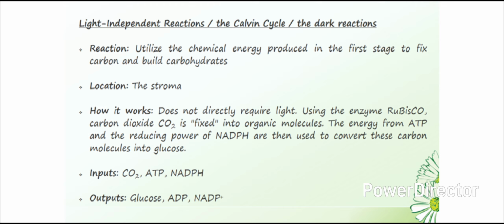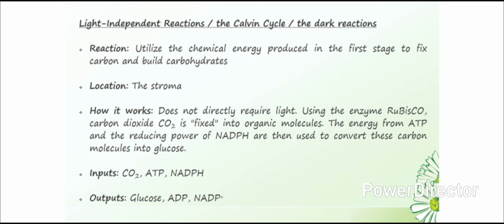Coming to light independent reactions, which is also known as the Calvin cycle or dark reactions. Reaction: utilize the chemical energy produced in the first stage to fix carbon and build carbohydrates. Location: it takes place in the stroma. How it works: this stage does not directly require light.